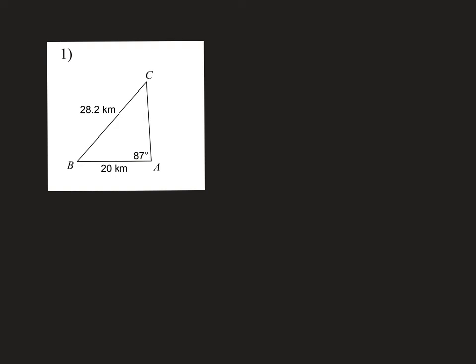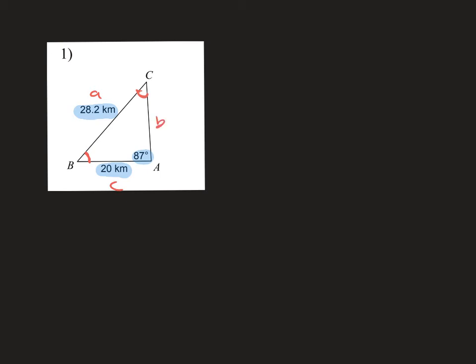So again, we're going to try to solve the triangle here. Notice we're given that angle A is 87 degrees, that side c is 20 kilometers. I'm having a terrible time with this little pen here. And side a is 28.2 kilometers. What we're trying to find are angle C, angle B, and side b. That's what we're trying to find.